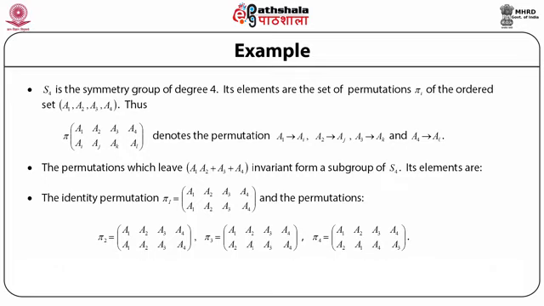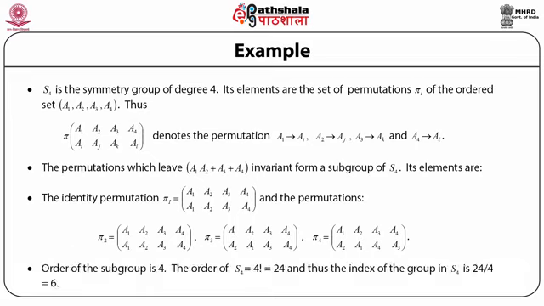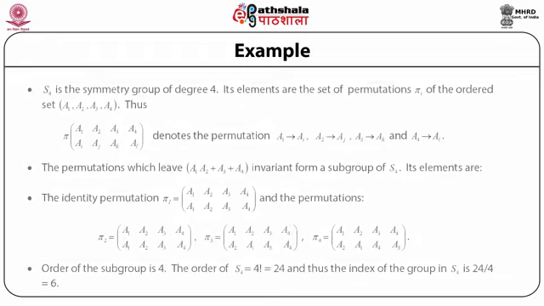So we have four elements, and the order of the subgroup is 4. What is the order of the original S4 symmetric group? It has 4 elements, so its order is 4 factorial, which is 24. And thus the index of the subgroup in S4 is 24 by 4, which is equal to 6.